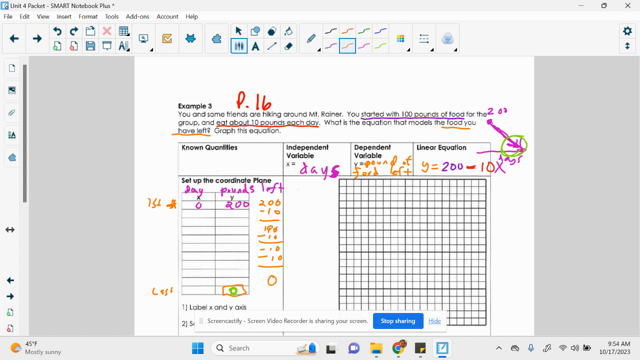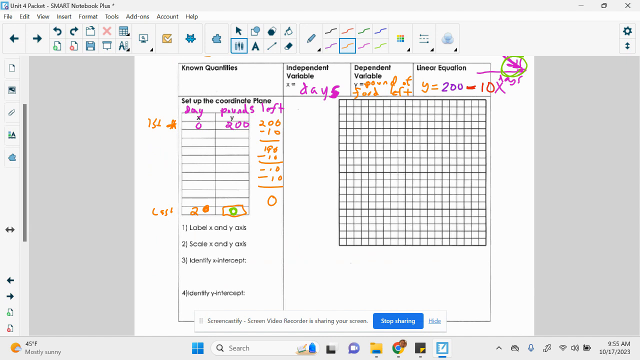What you want to do is see how many days it is going to take us to get to 0 pounds of food. Ready? The answer is 20. You can stay on the mountain for 20 days, and that's when you're going to be done. It takes 20 days to get to 0 pounds of food.